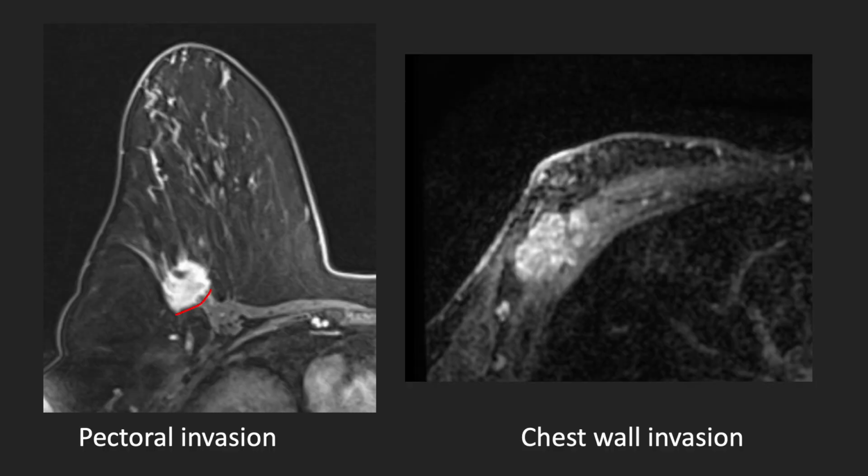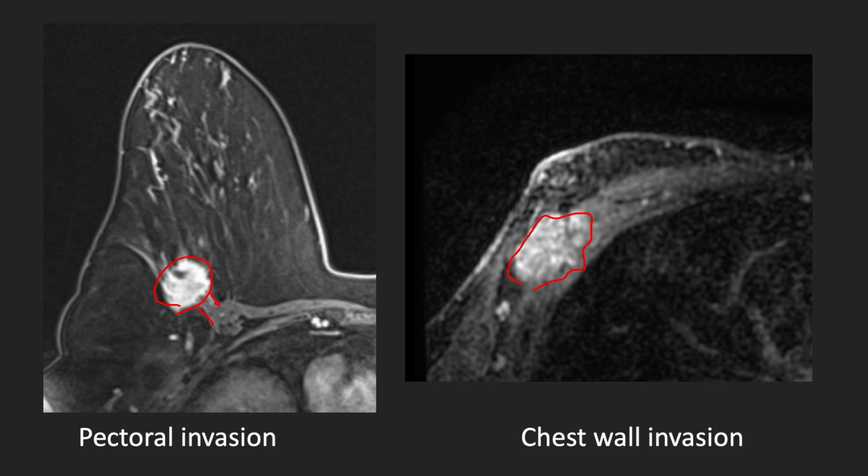And here is a posterior tumor, which is involving pectoralis. You can see some enhancement of pectoralis as well as tethering of it here. Now, pectoral invasion is not chest wall invasion. Chest wall invasion is when it's going to go back into the intercostal muscles or serratus anterior, as you can see here in this patient.